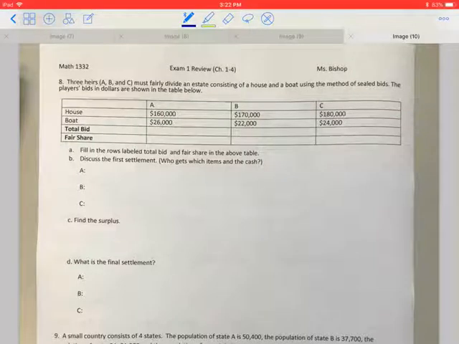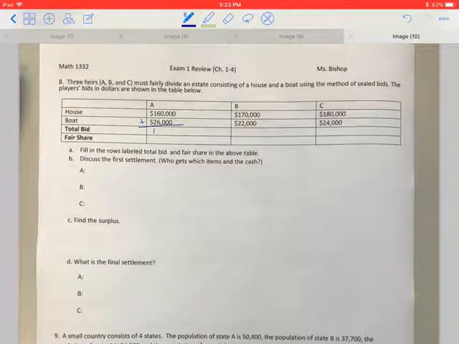In this video, we're just going to work number 8, which is our sealed bid problem. We have 3 heirs that need to divide an estate that consists of a house and a boat. They're using the method of sealed bids. The first thing we're going to do is fill in the rows. To get the total for each person, we're going to add their items together.